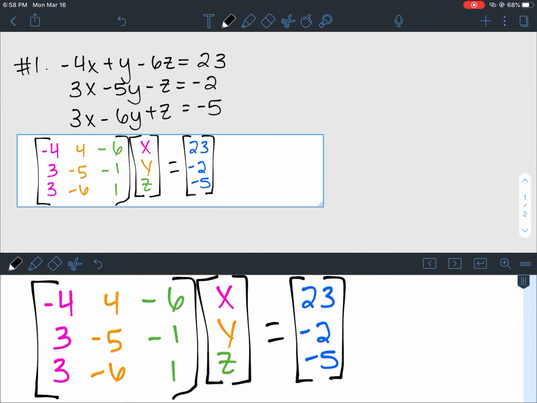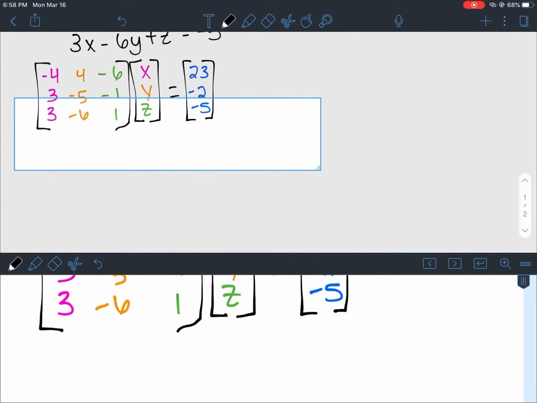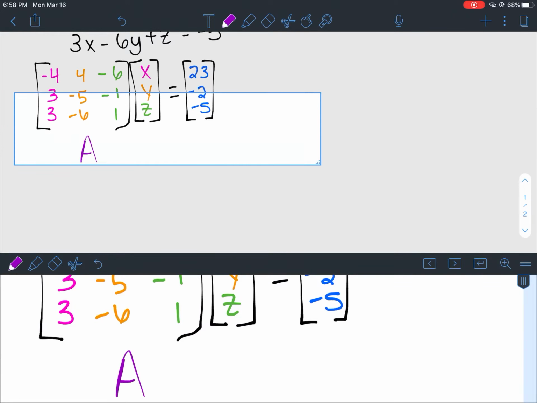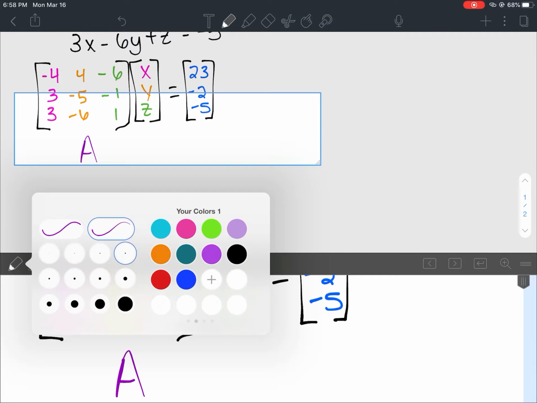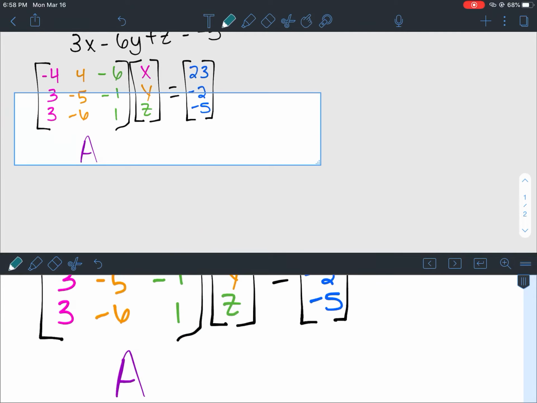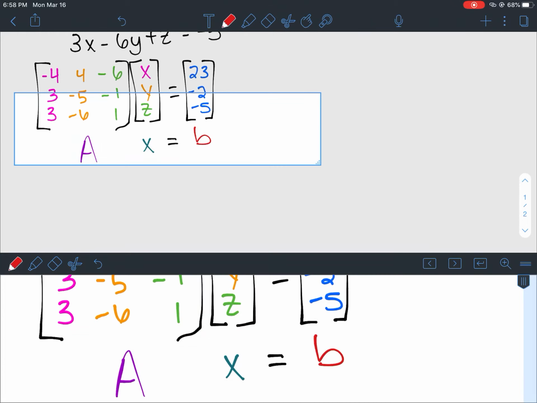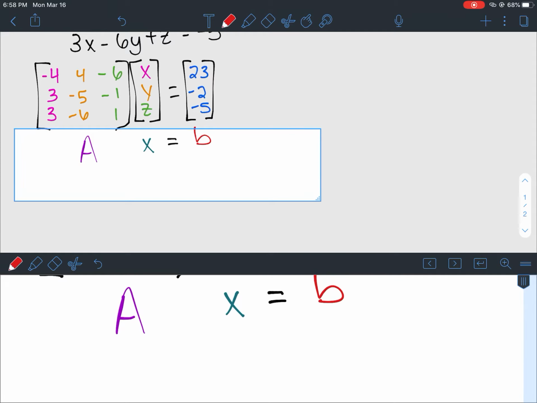It looked like everybody got to this part, but then we kind of got confused on where to go. So what I'm going to do is name my coefficient matrix A. And then I'm going to name my variable matrix X. And that's going to equal my answer matrix, which I'm going to call B.